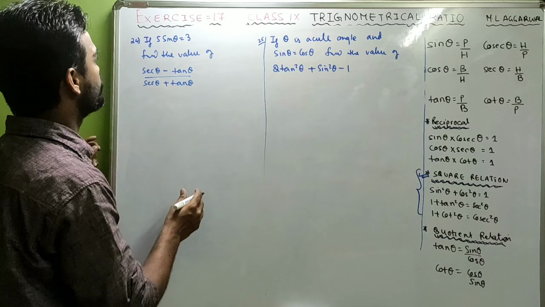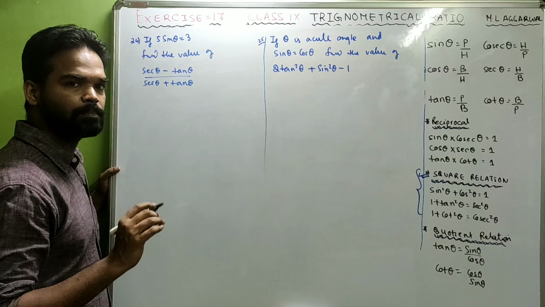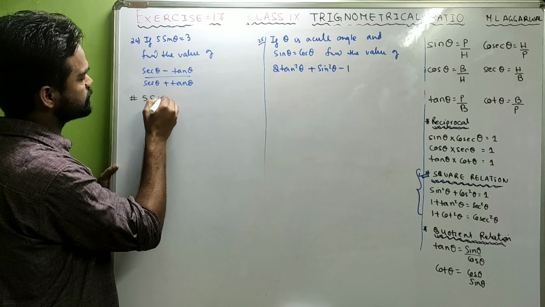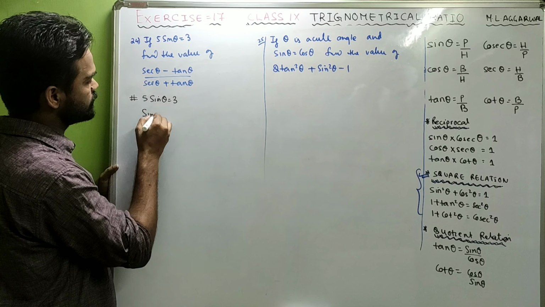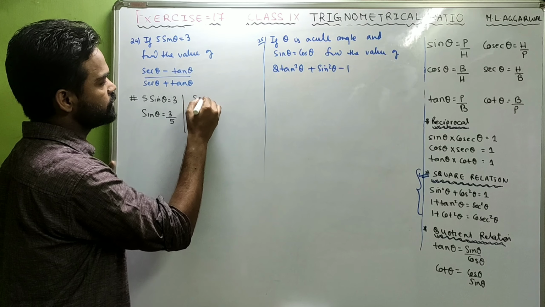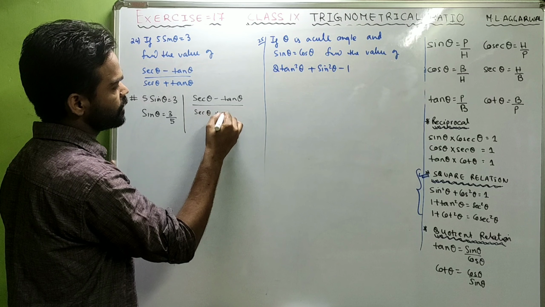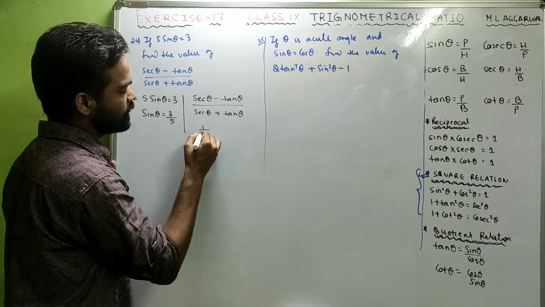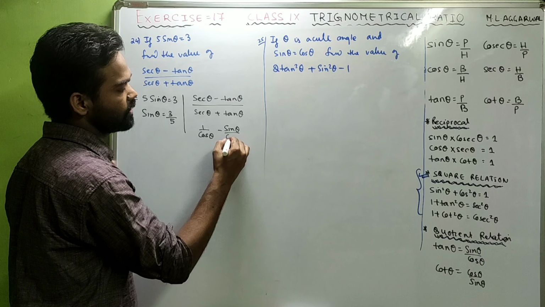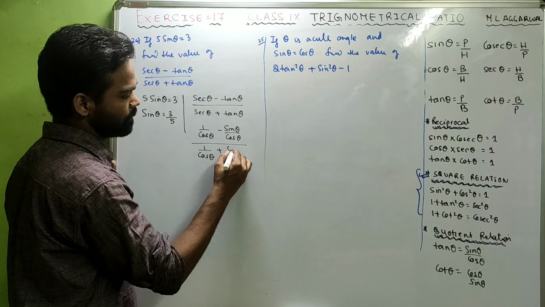Now look at sum number 24. If 5 sin theta equals to 3, find the value of sec theta minus tan theta by sec theta plus tan theta. Just look carefully what they have given. 5 sin theta equals to 3. So can I write sin theta equals to 3 by 5? I can write like this. Now look what we need to find. Sec theta minus tan theta by sec theta plus tan theta. Now sec theta can I write 1 by cos theta, reciprocal. Okay, and tan theta can I write sin theta by cos theta. Similarly over here, just look carefully.